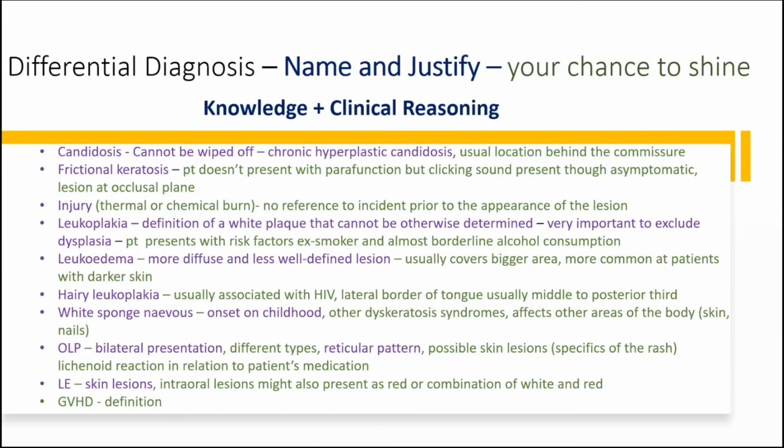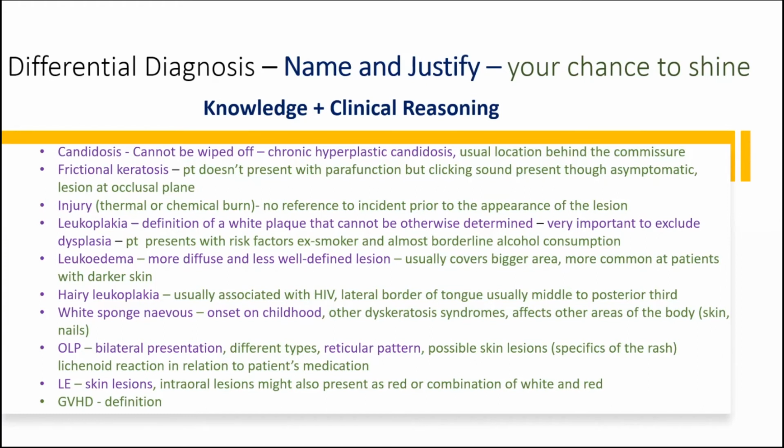White sponge nevus, its onset is in childhood as it is a genetic, hereditary disease. Other dyskeratosis syndromes, again, onset is in childhood, so the chances are that this cannot be them. And also there are other areas of the body, especially the skin and the nails, that are affected.